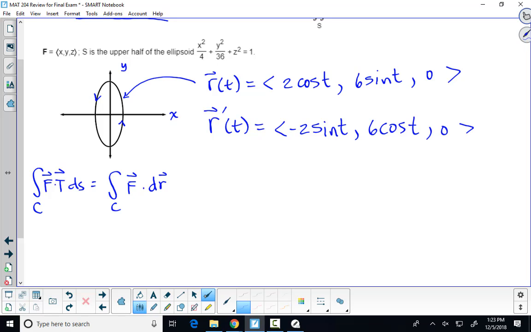But that's only useful if you parameterize according to arc length. That's usually not the case, so we kind of ignore that and go with F dot R prime. Even if you were parameterizing according to arc length, this still would work out just fine here. You don't have to memorize that one.